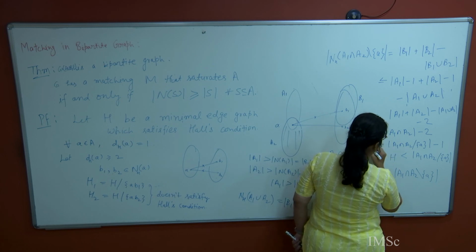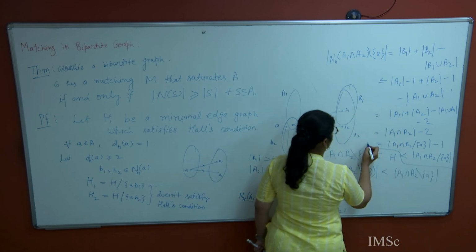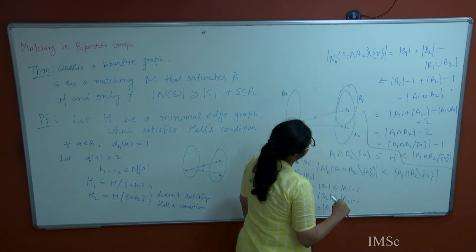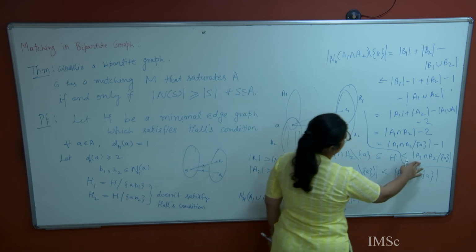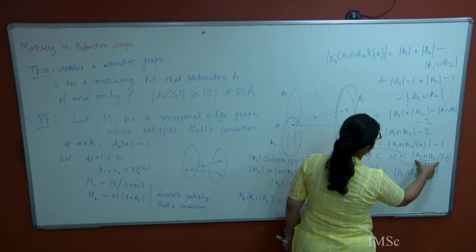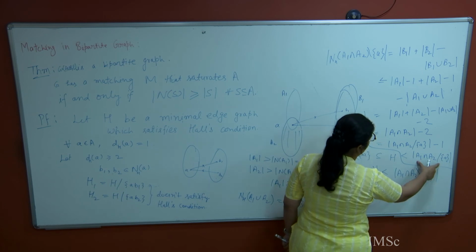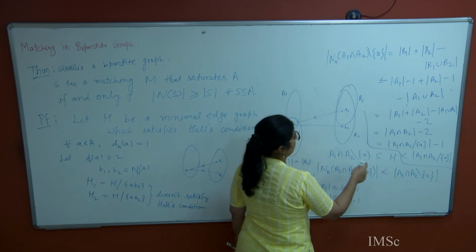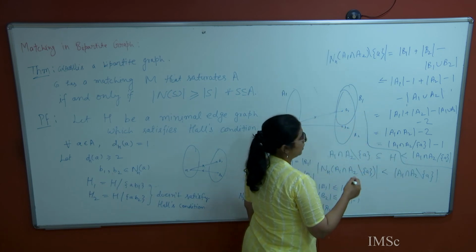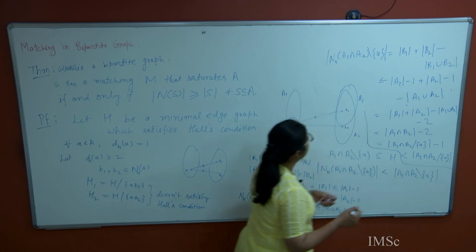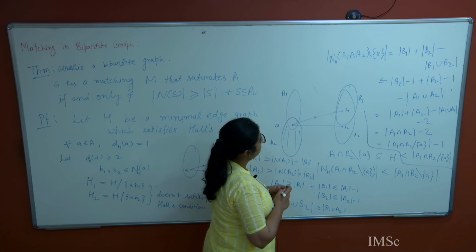Okay. So we are done, right? That's what we wanted to show, that this set is a subset of A in H, and this fails Hall's condition because its neighborhood has less cardinality than the set itself. Okay, so this is a contradiction.